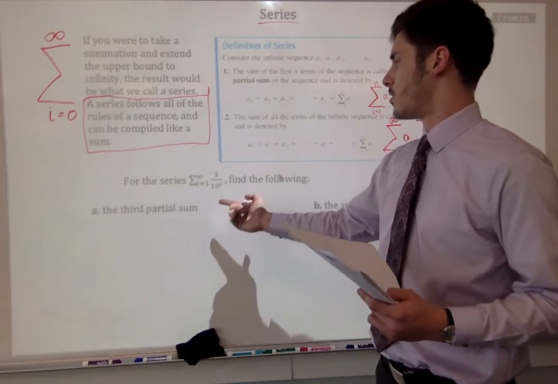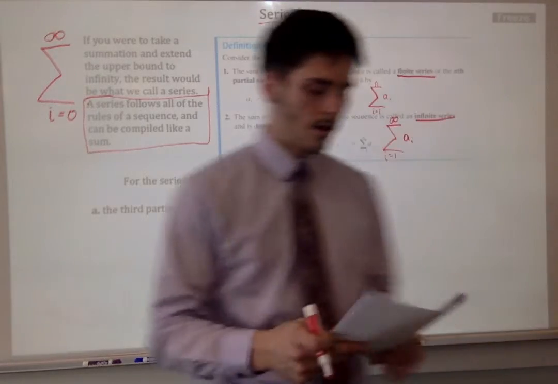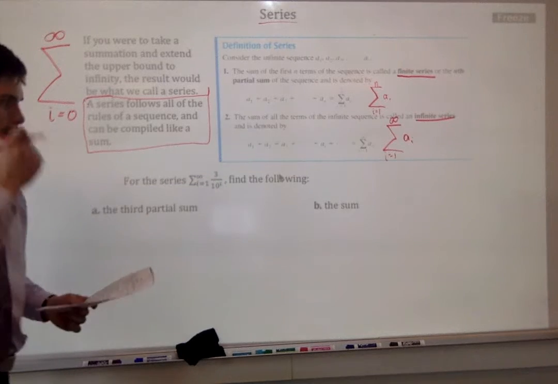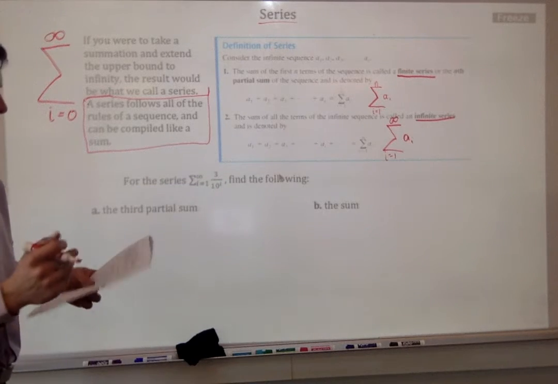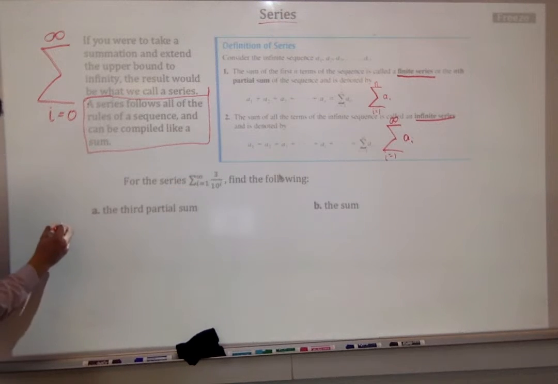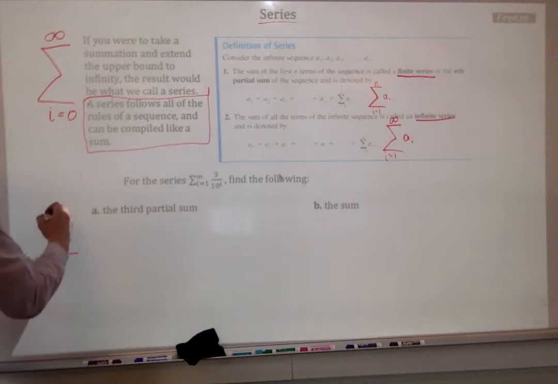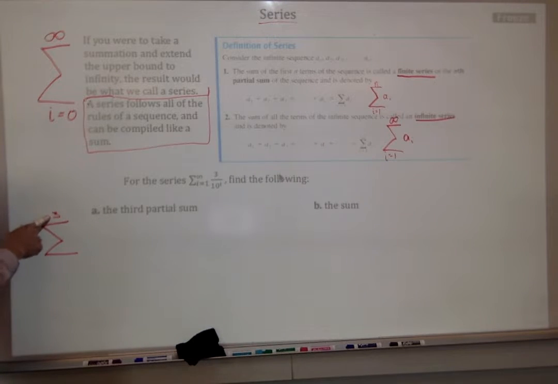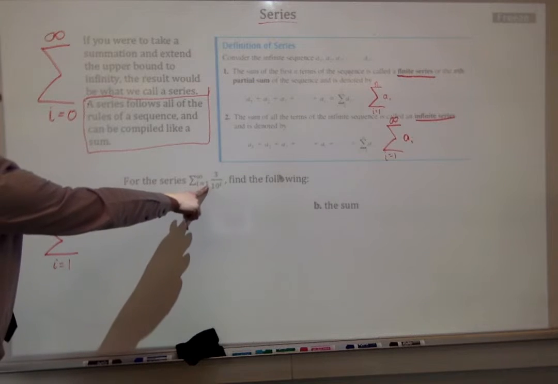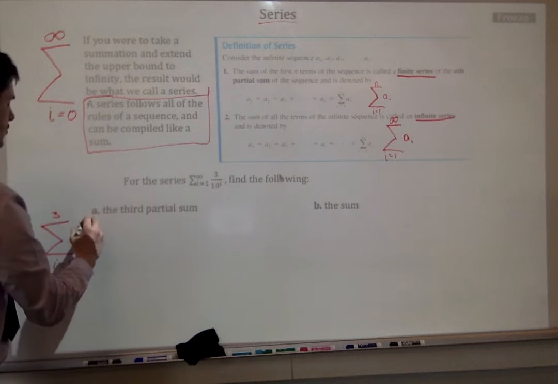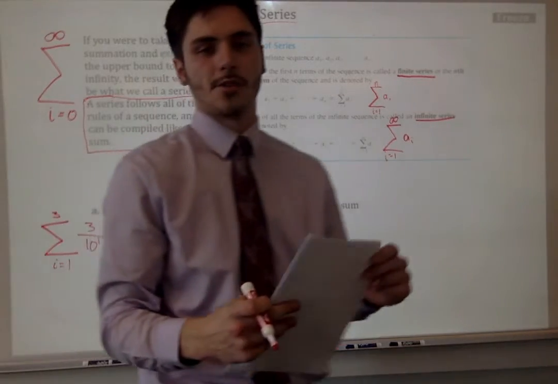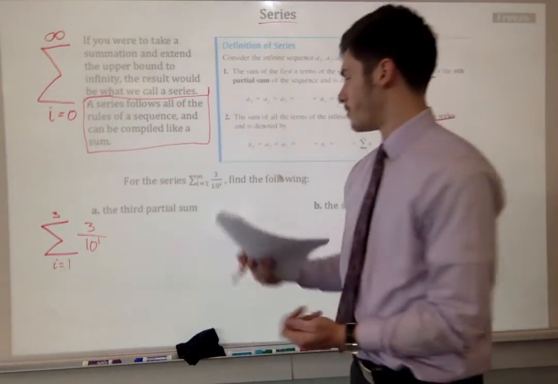So let's go with this example here. I'll just go through this whole thing. We'll find the third partial sum of this right here. So third partial sum means we're going from the first term to the third term. So I'll write our notation over here, our summation notation. Third term is our upper limit. Our lower limit is the first term, because that's what it says right there. And our function is 3 over 10 to the I. It might look like 10 times I, but it's 10 with I in the exponent.